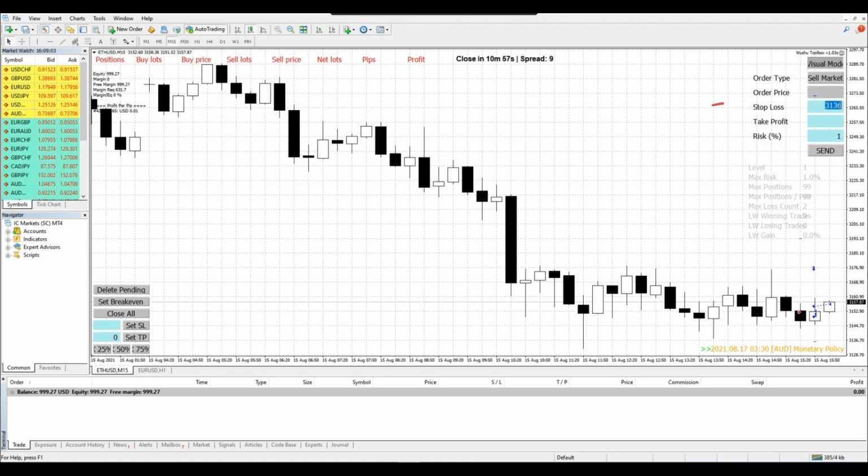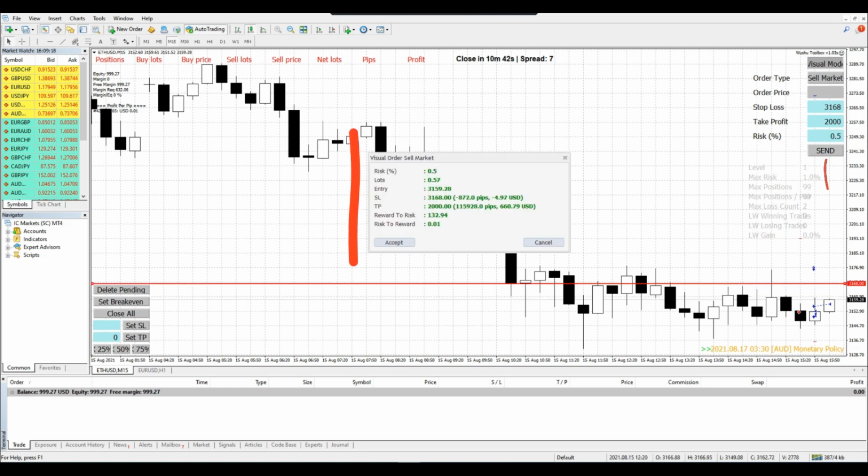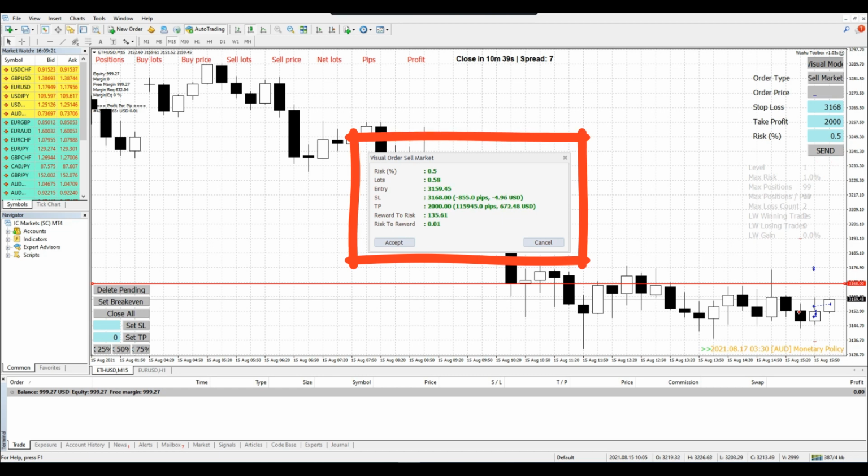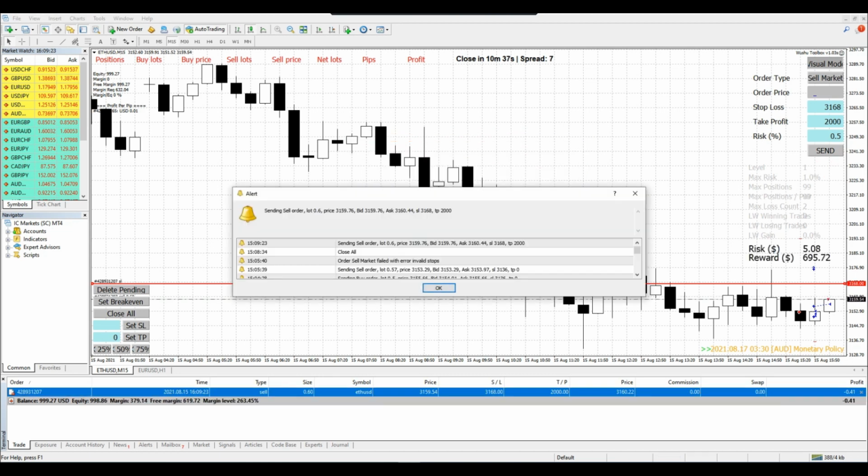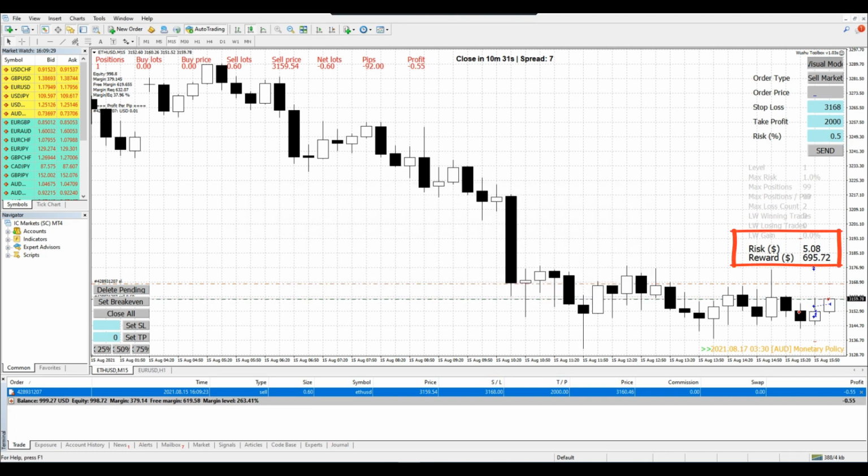Stop loss, let's make it 31.36, 31.68. Let's make profit 2,000. Let's risk 0.5%. Send the trade, and it gives you a summary of your trade, risk to reward ratio if it hits. Click accept, and your trade is officially open. It shows you the risk that you've put into the trade, the reward that you could possibly get if it goes your way.